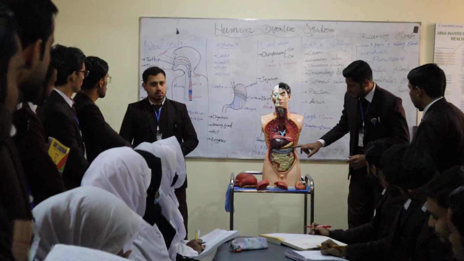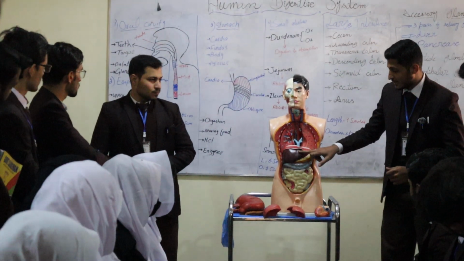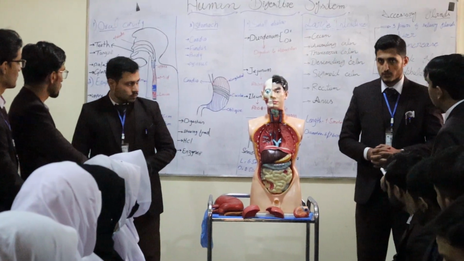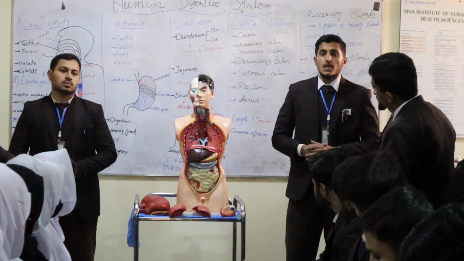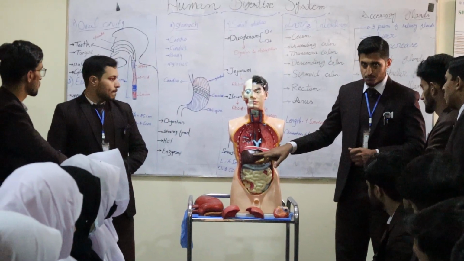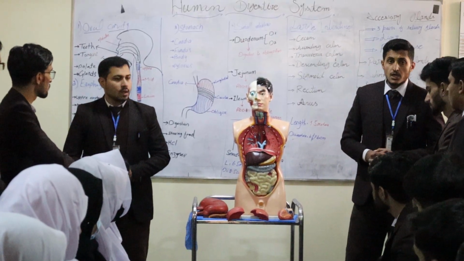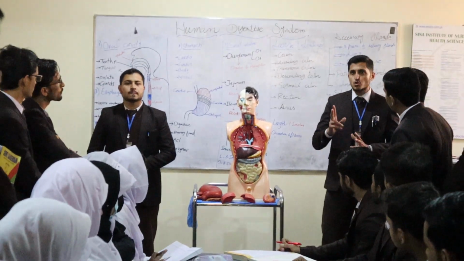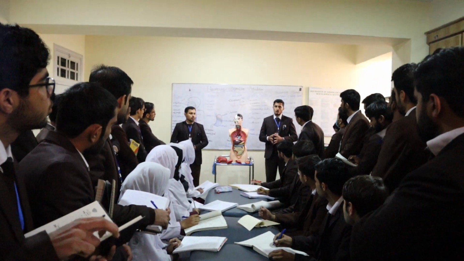The liver and pancreas, which is present behind the stomach, play a very important role in the digestion of the food. So first of all, we have the liver. The liver is present in the right hypochondriac region, and it is spread to the epigastric region. The liver is a bilobed structure, meaning it has two lobes, right lobe and left lobe.